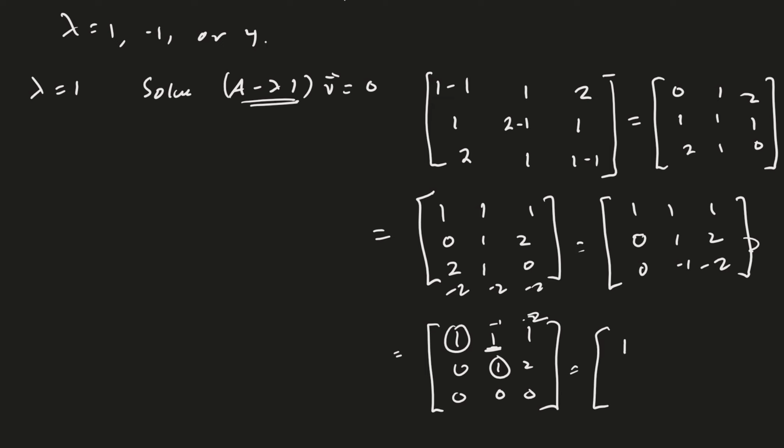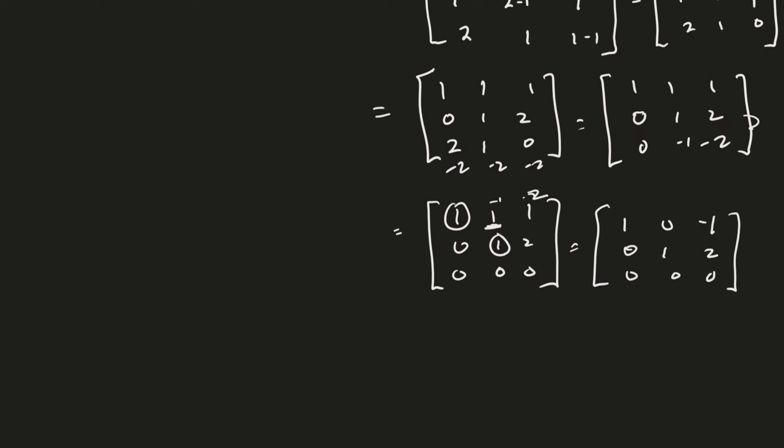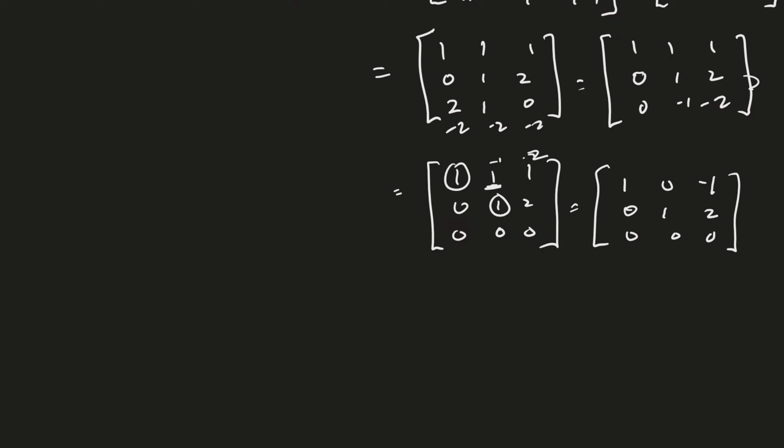And so that would be a 1, 0, minus 1, 0, 1, 2, 0, 0, 0. Good. And so what does this correspond to? Remember, we have these zeros off to the side here that we're actually solving, because we're solving for A minus lambda I times v equals 0. So 0 is our right-hand side.